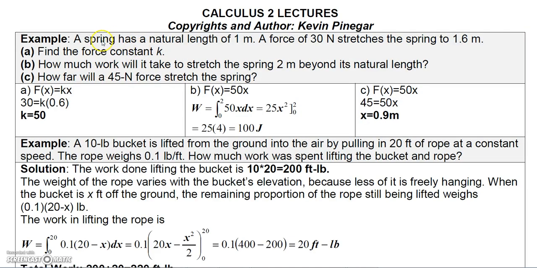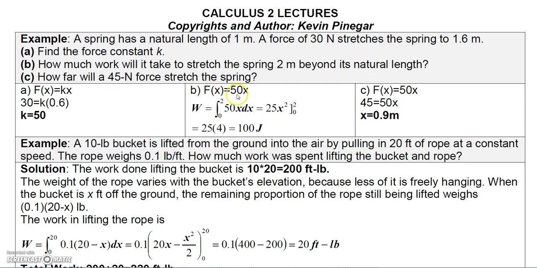Okay, here's another example. A spring has a natural length of 1 meter. A force of 30 newtons stretches the spring to 1.6 meters. It says find the force constant K. Well, we know that the force is equal to K times X, and since the force is given to be 30, and it stretches the spring an additional 0.6 meters, then X would be 0.6. If we divide 30 by 0.6, we get the K value, which is 50. So now we have the K for this model here.